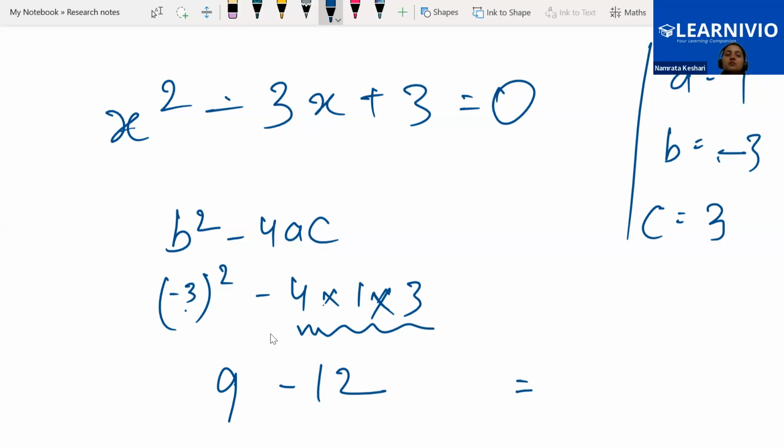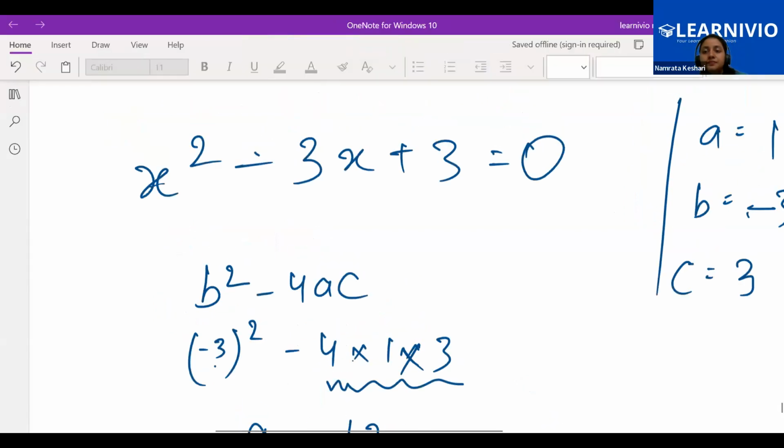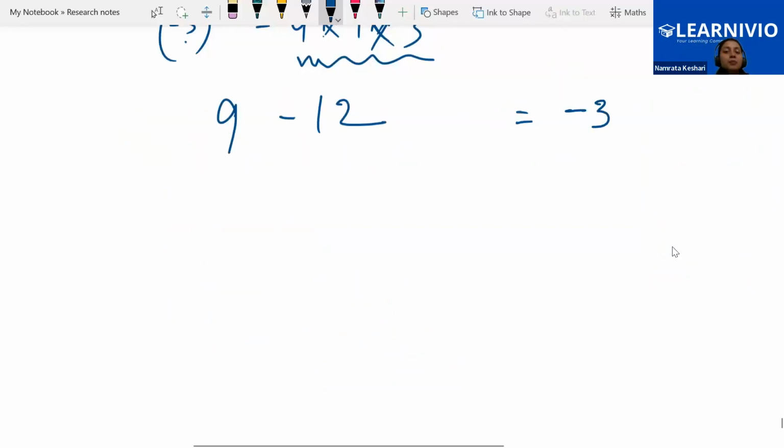Nine minus 12 is what? Yes, 9 minus 12 is what? Minus 3. Minus 3 is bigger than 0, smaller than 0, or equal to 0?